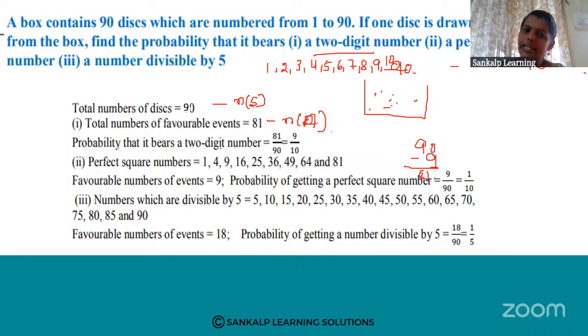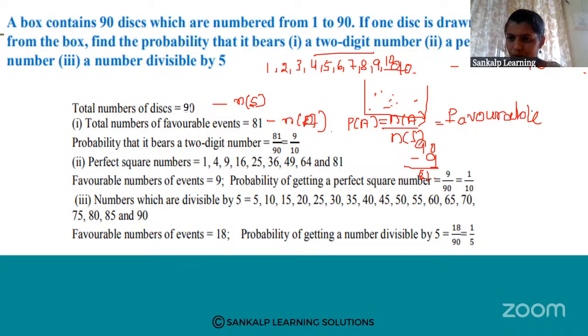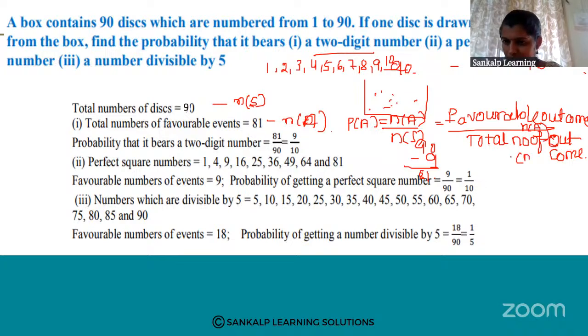The probability that it bears a two-digit number, that is P of A is equal to N of A divided by N of S. Okay, this is the formula to find out the probability. N of A is the favorable outcome, or you can say it is an event. Favorable outcome divided by total number of event or outcome. So this is N of A, this is N of S.